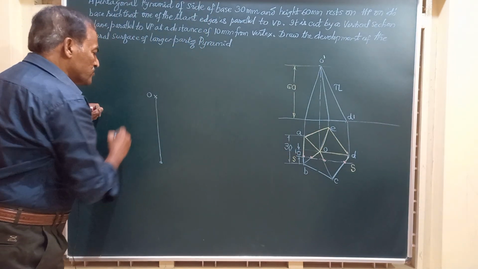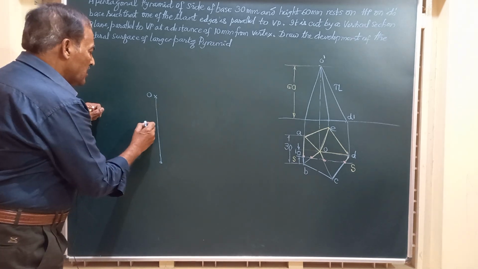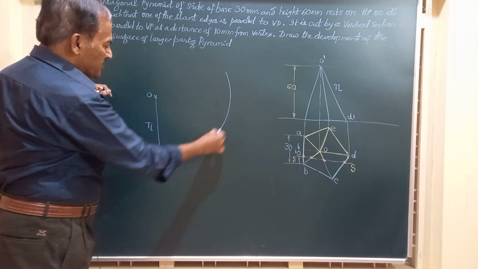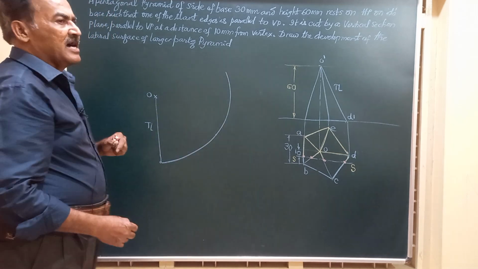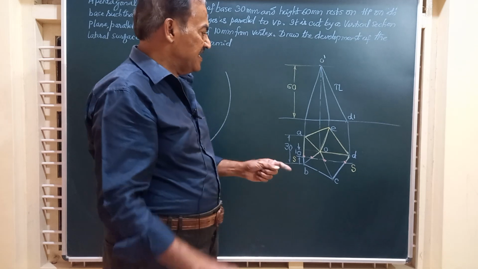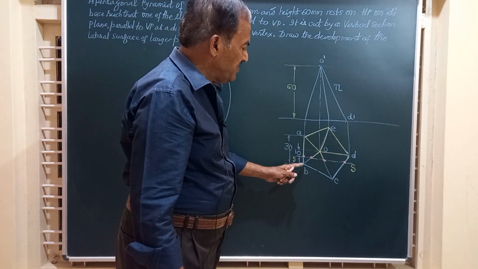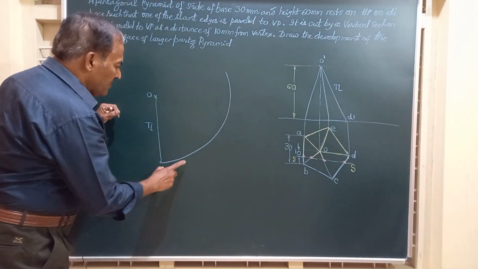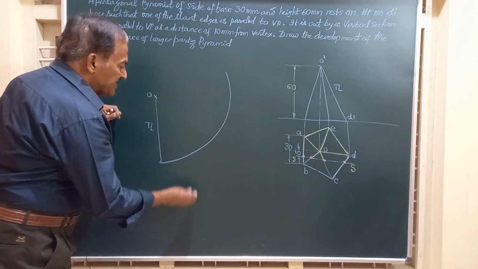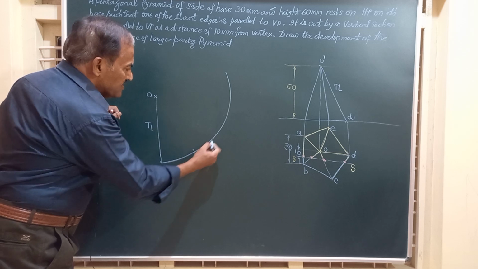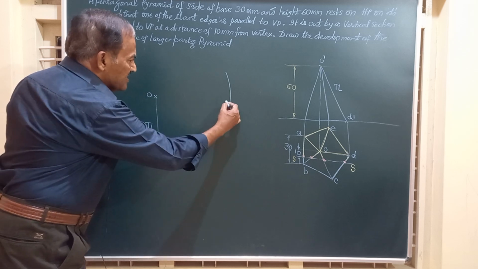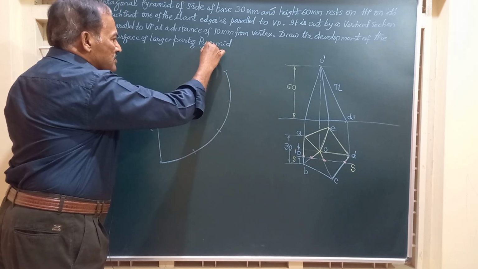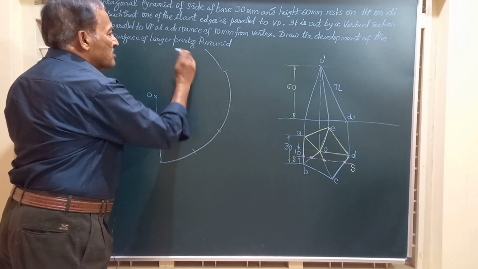I will mark this as O, taking O as center and this true length as radius. I am going to draw an arc. And on this arc lie these 5 edges AB, BC, CD, DE and EA. So I will step off 5 divisions, 30 millimeter each. Say this is 1, this is the second, the third, the fourth, and one more, the fifth. So these are all the divisions made on this sector.